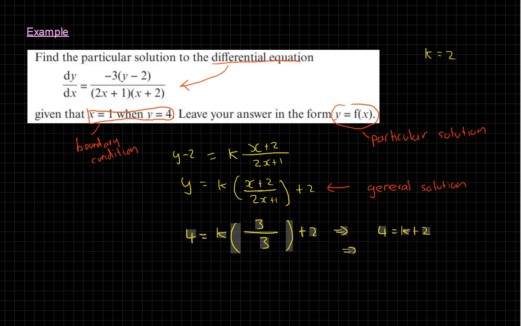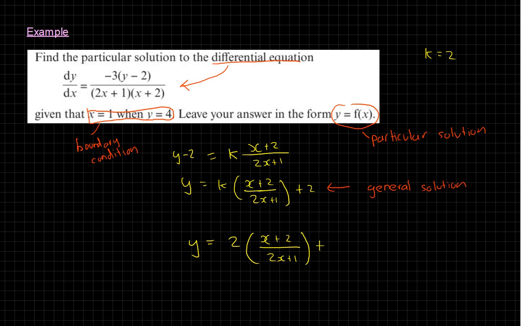Let's remove that working. And we can then just say y equals 2 lots of x plus 2 all over 2x plus 1, plus 2. And then with just a little bit more work, what we can do is simplify this slightly further. So I'm going to multiply that out.